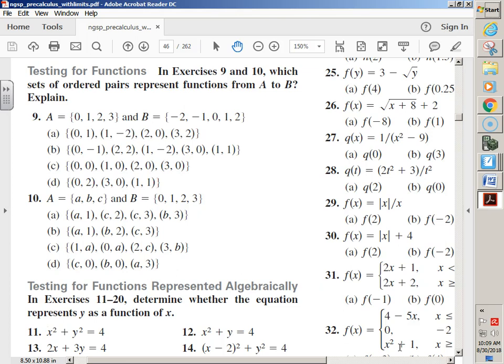Wait a minute, hold on. Did they just write them weird? No x's are repeated, that one passes. No x's are repeated, that one passes. Which set of ordered pairs represent functions from A to B?